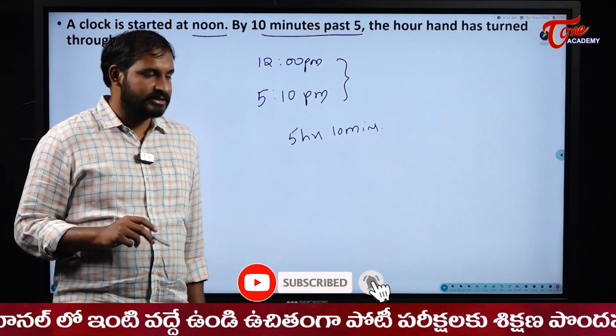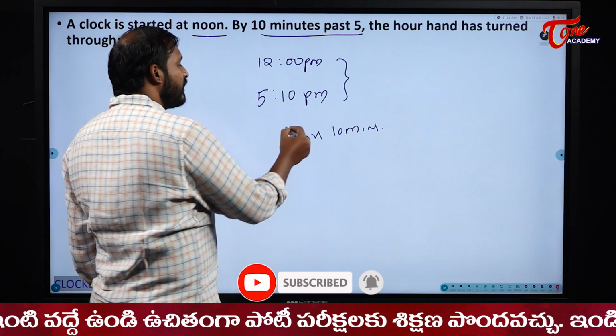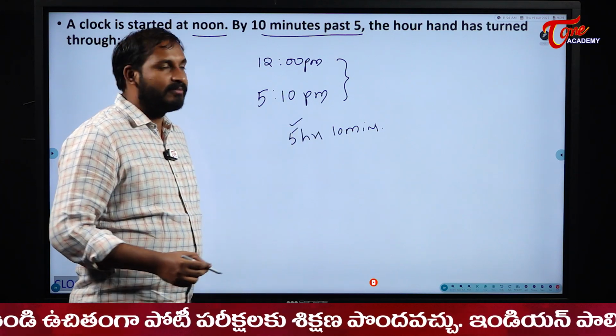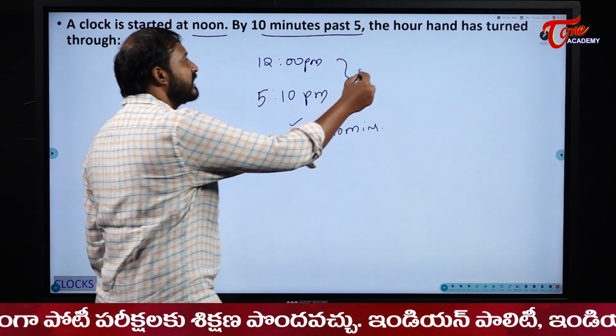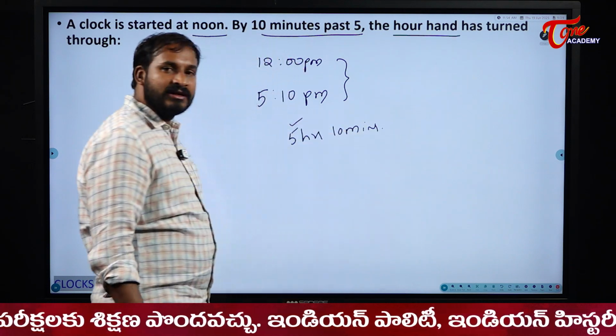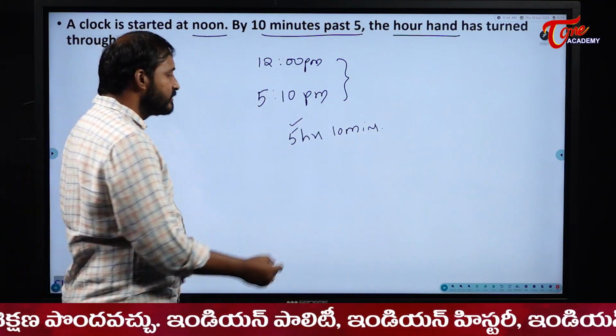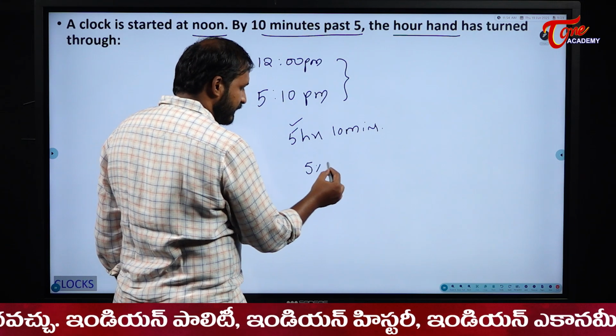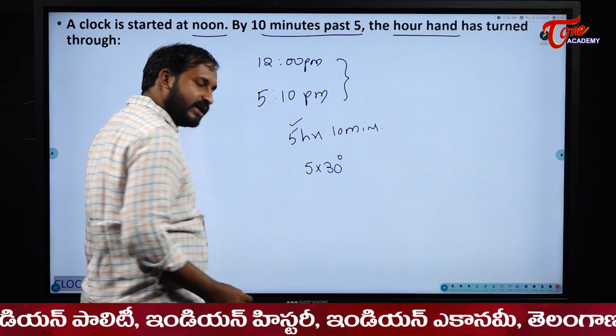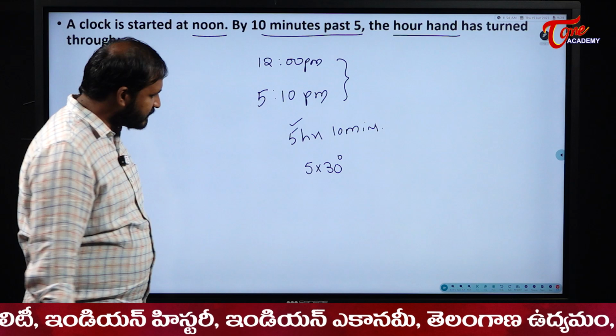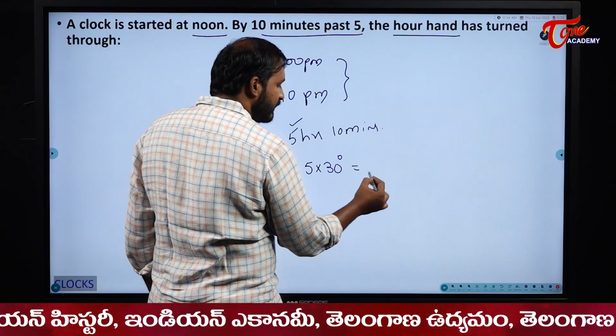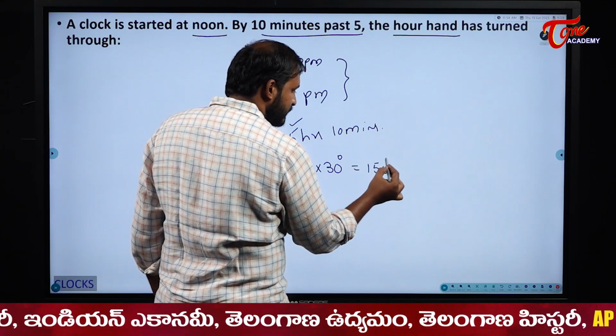5 hours 10 minutes. Now see here, we know that in 5 hours, what is the angle covered by my hour hand? Anyway, they are asking us only about the hour hand. What is the angle covered by my hour hand in 5 hours? So 5 into 30 degrees. Correct? Yes, it is correct. So 5 into 30 degrees, it is going to cover 150 degrees.